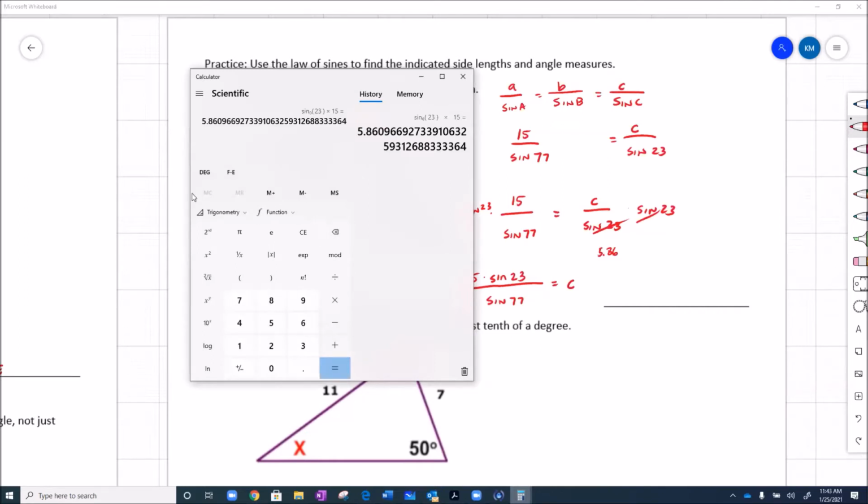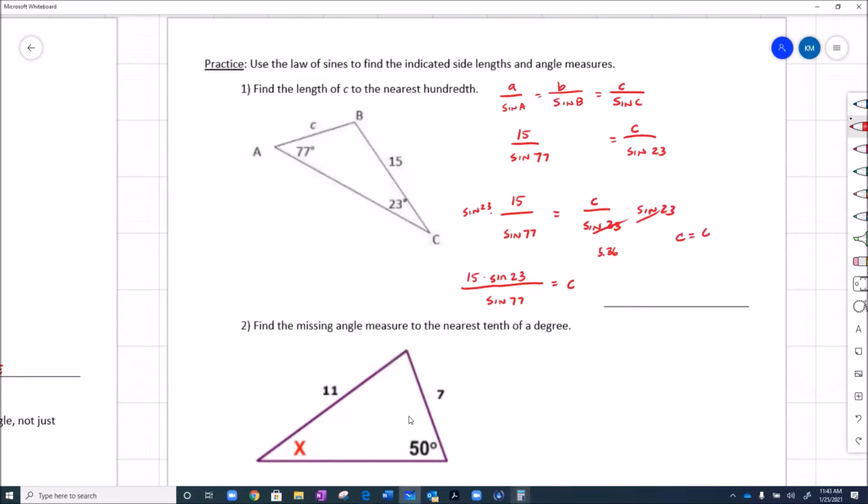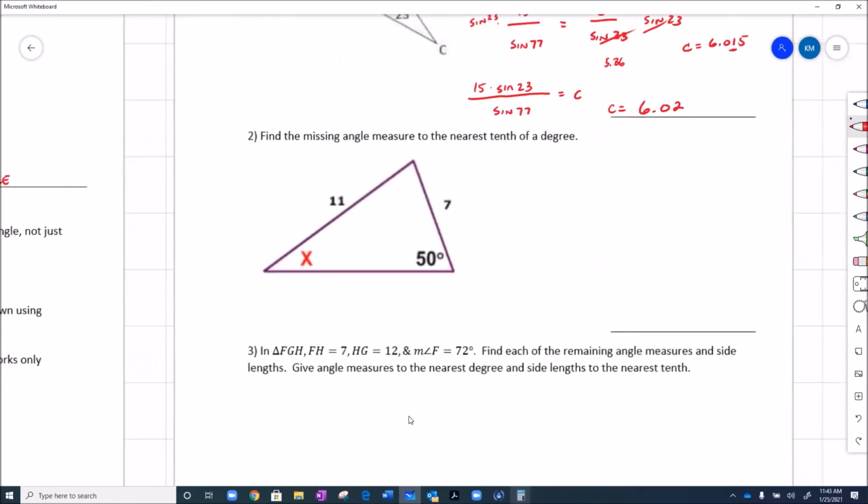All right, divided by sine of 77 equals 6.015. So c equals 6.015. The directions say to the nearest hundredth. That's two places. So we should say that c is 6.02. All right. So being organized, making sure that we have our corresponding angles and sides together is really the secret of law of sines.